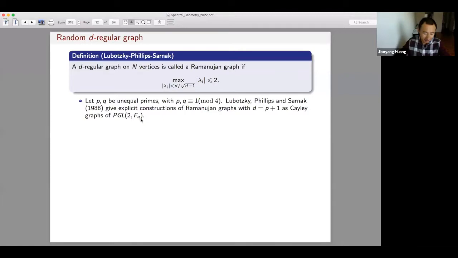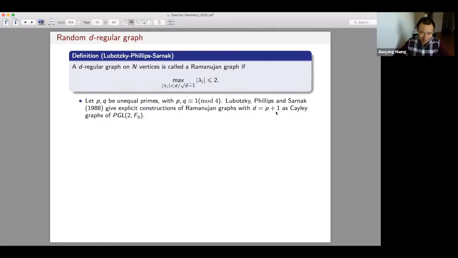And in their proof, they actually look at the adjacency matrix and compute a very high moment to show the second largest eigenvalue is bounded by 2. And to show it is a Ramanujan graph, they use some version of the Ramanujan conjecture proven by Weil and Deligne. That's why they call them Ramanujan graphs. So their construction is only for Ramanujan graphs which have a degree D that is a prime plus 1.